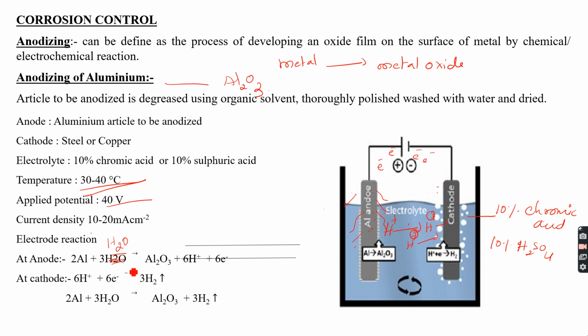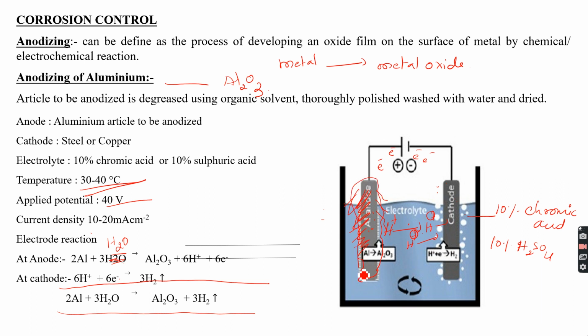At the cathode, the H plus ion takes an electron and liberates hydrogen gas. So what is the net reaction you observe during anodizing of aluminium? Aluminium interacts with the water, forming aluminium oxide. As soon as aluminium oxide is formed, it gets adhered on the metal surface.